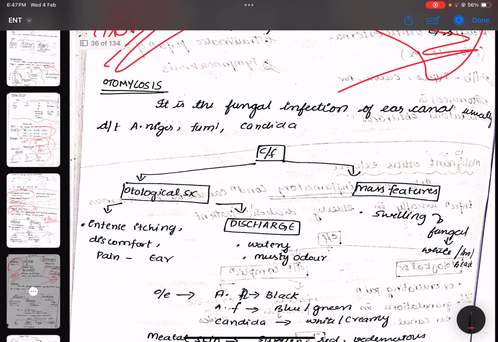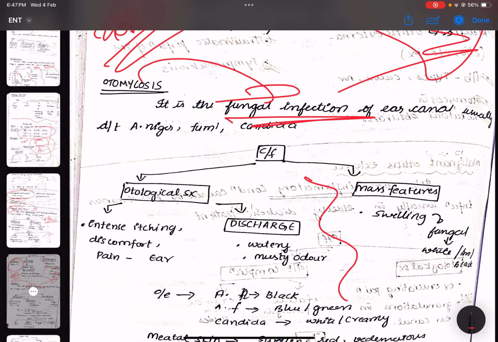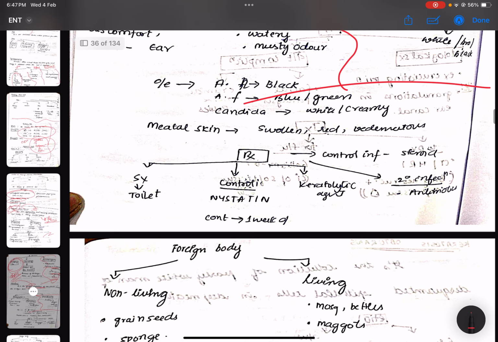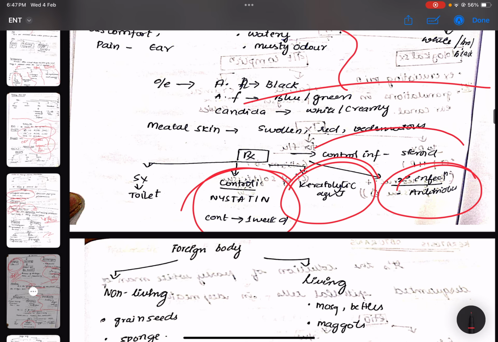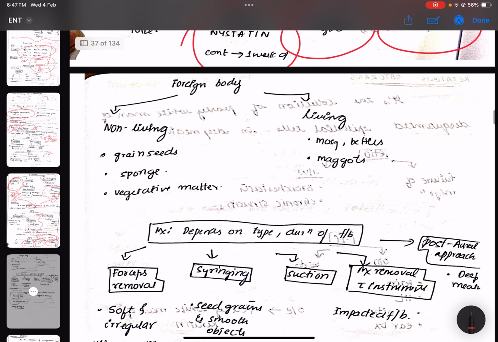Again, otomycosis is something to do with fungal infection. So again, while writing that, you have to mention otological symptoms and mass features. Again, make sure you mention all these things. Again, management of foreign body independently can come as a question.